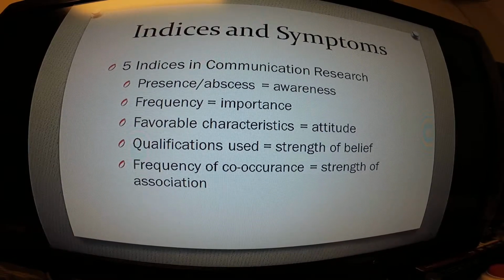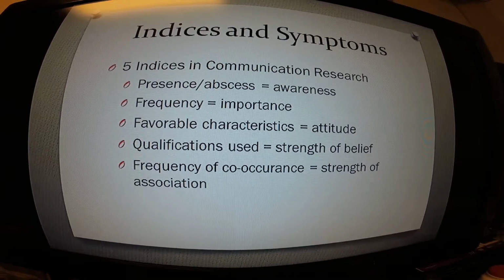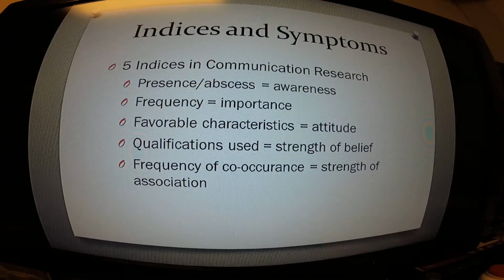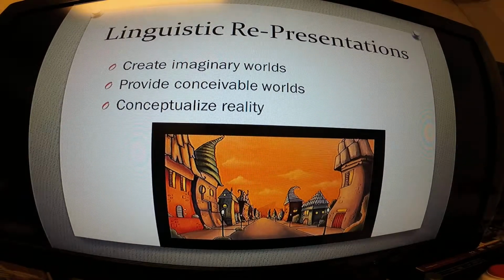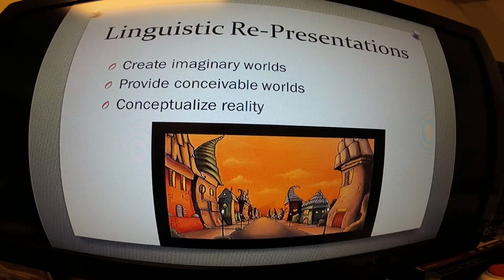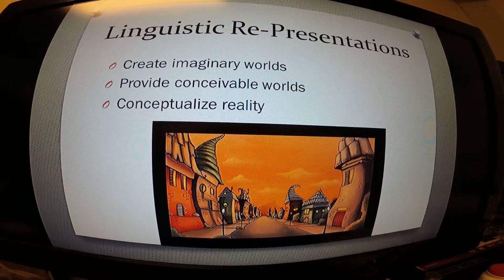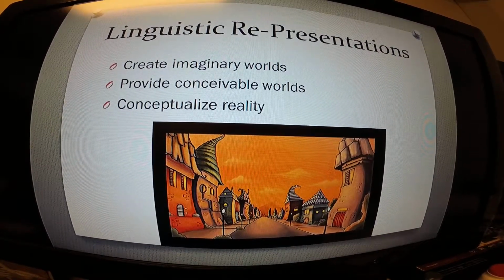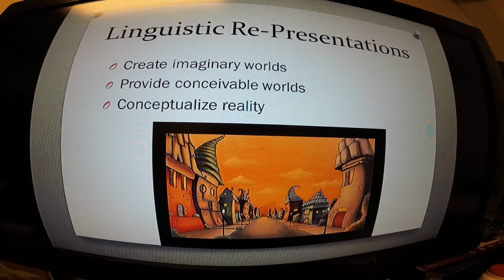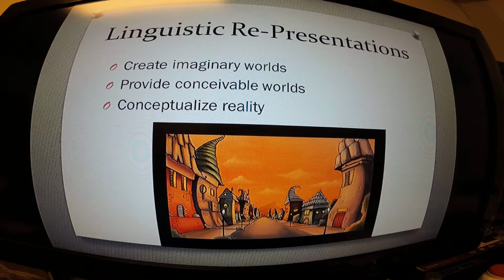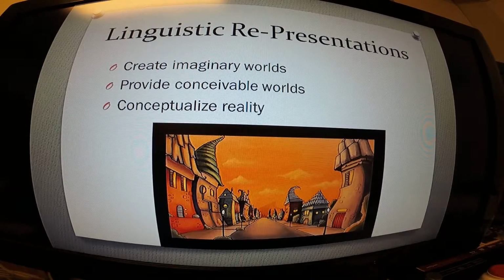So the more two concepts are talked about together, the more they are associated with each other. In our paper, we did talk about variables, but we did not compare these variables to each other. We use those variables as standards. Our next category is linguistic representation. When you read something, you're creating an imaginary, conceivable world. Linguistic representation is what comes into your head, the pictures you create when you read something. In our paper, we did not actually use linguistic representation.